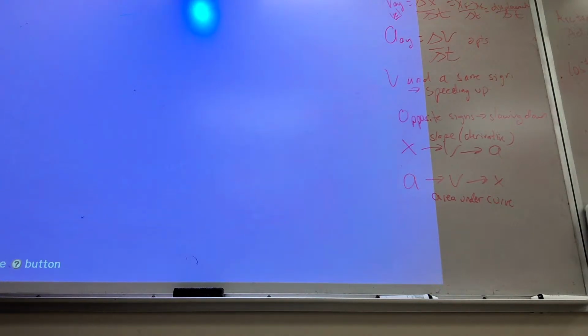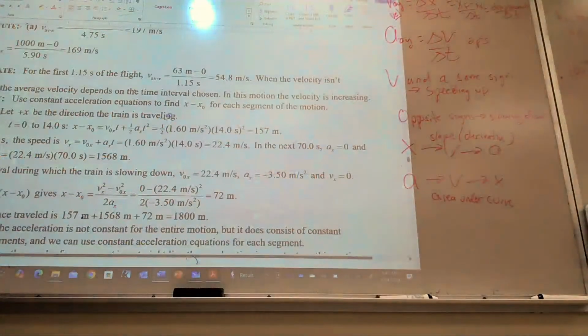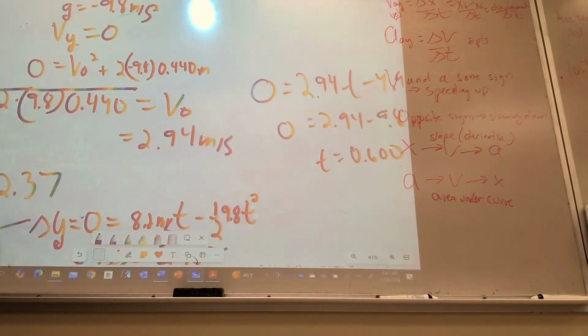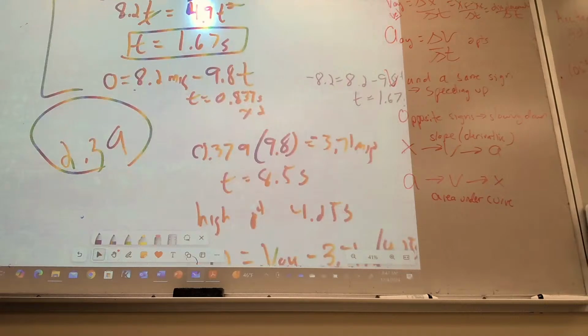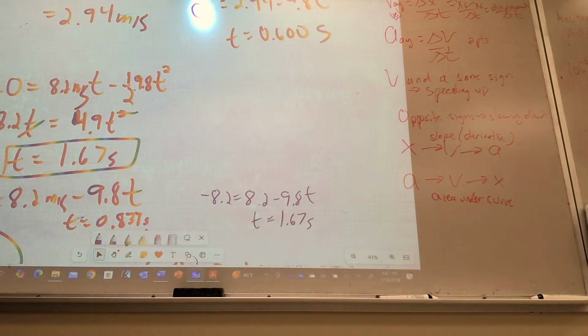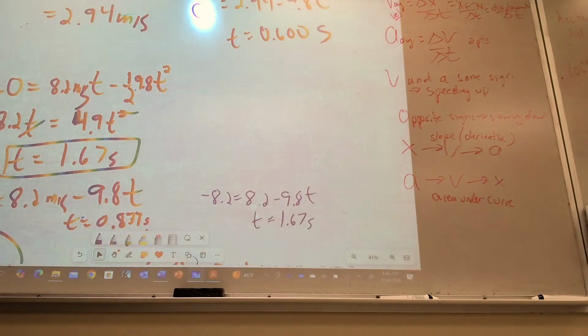So how are you doing? Hopefully this is all coming together. You know the time to the high point is 4.25. You know the time to reach the ground, at zero displacement, is 8.5 seconds. You know the acceleration is 0.379 times 9.8. You're looking for the delta y. You're looking for v0.